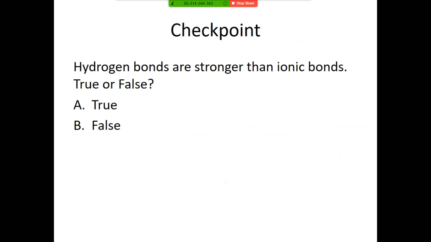Few questions here to finish up. Hydrogen bonds are stronger than ionic bonds. Is this true or false?